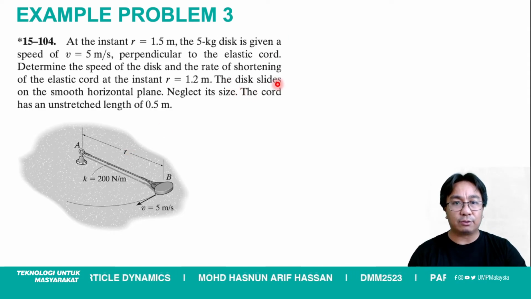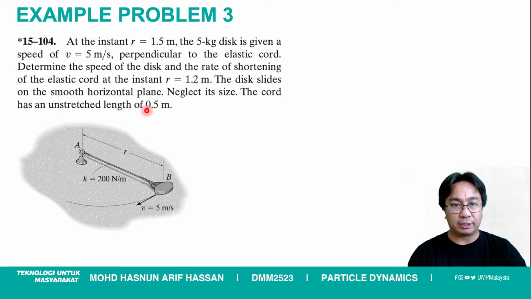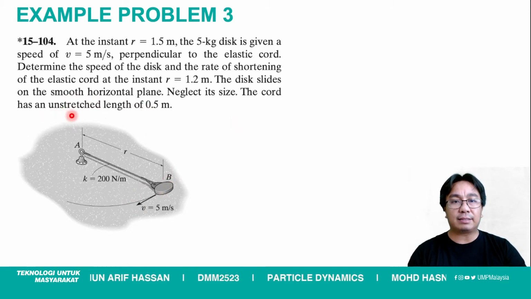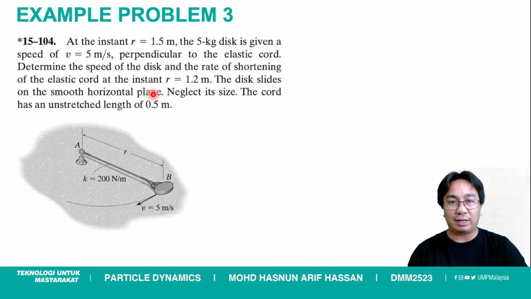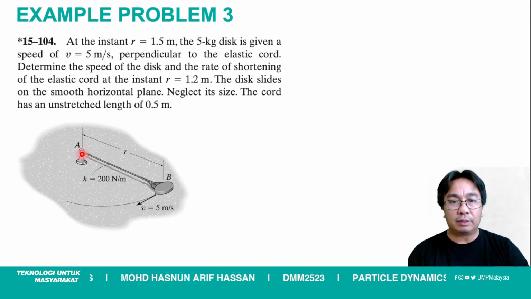The disk slides on a smooth surface, therefore we should neglect the friction. The cord has an unstretched length of 0.5. This is important information when we calculate the elastic potential energy of the cord.